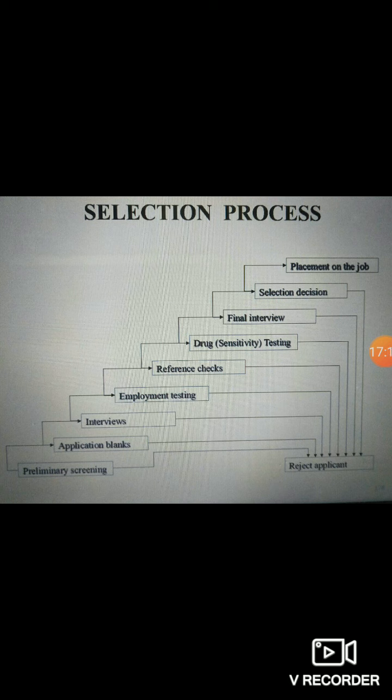And there is always a question whether these stages are mandatory. No, all these stages are not mandatory. Sometimes some stages can be skipped. Sometimes these stages can be done even after they have joined with us. Maybe reference checks. Many organizations don't go for a reference check as and when they are in the process of selection. No, we will keep it aside for future.